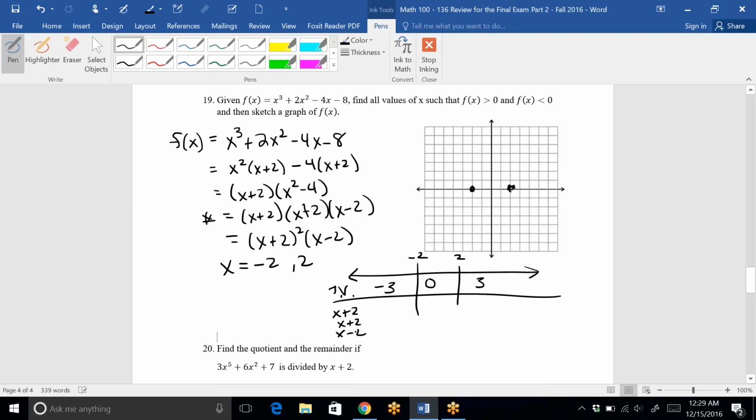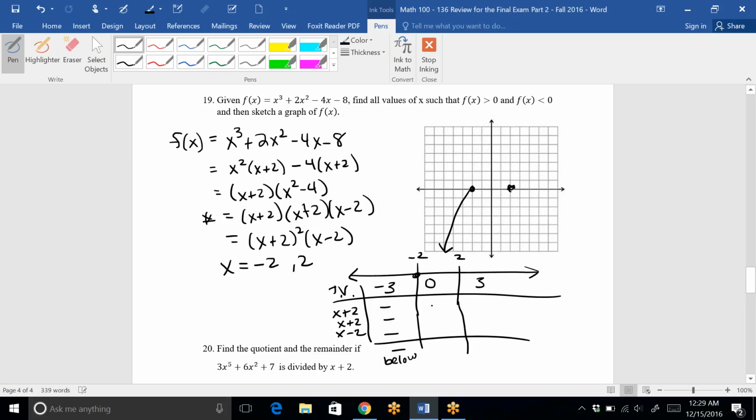And we're going to do this for all the test values, and we're going to see what it comes out to. So -3 plus 2 is negative, -3 plus 2 is negative, -3 minus 2 is negative. So 3 negatives make an overall negative. That means that is below the x-axis on this side. So if this is my point for -2, I'm down right there.